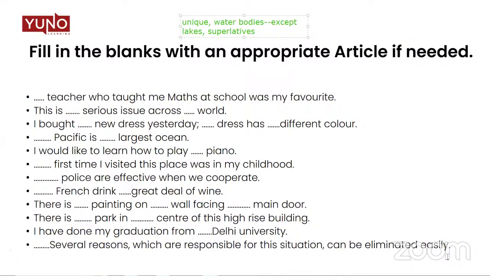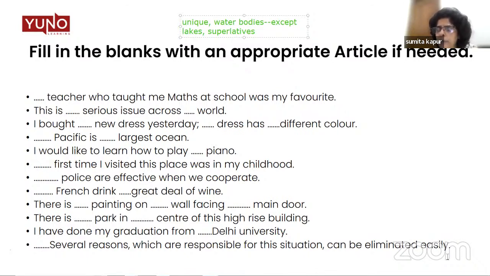I would like to learn how to play a piano. Okay. Does anybody have a different opinion or is he right? Okay. No, Vasu. A piano, ma'am? No, here the right answer is I would like to learn how to play the piano. It will not be a piano.